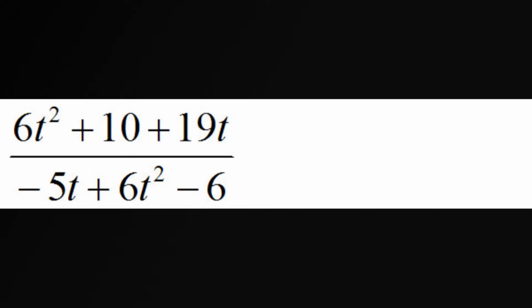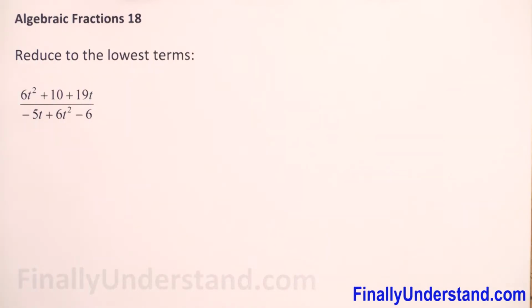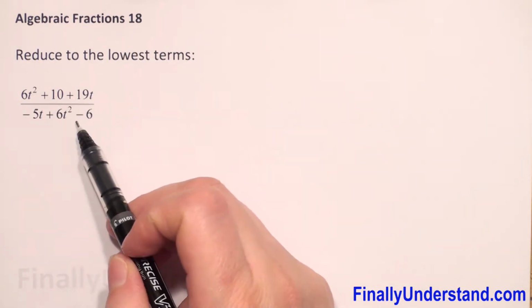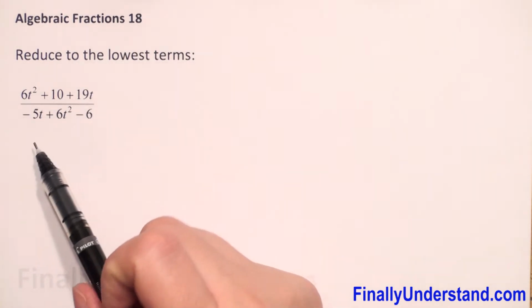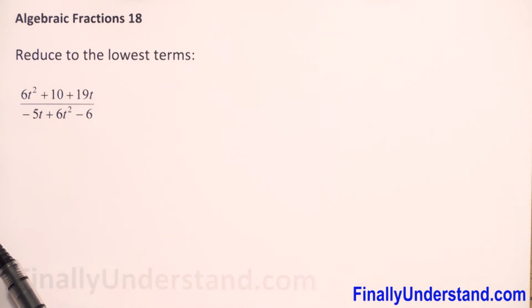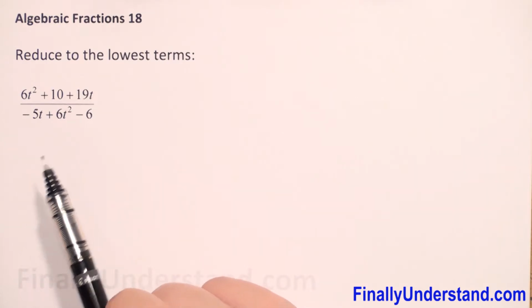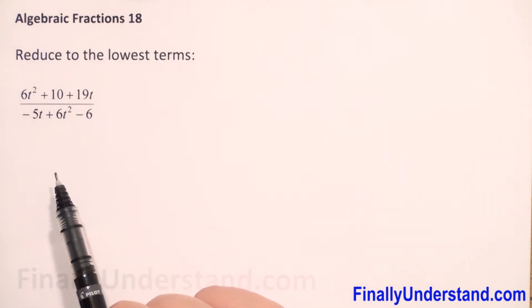We have an algebraic fraction and we have to reduce this fraction to the lowest terms. First, let's see what we have here in the numerator. We have addition and subtraction, and addition in the denominator. When we have addition or subtraction, we cannot do anything. We cannot reduce any expressions. So first, we have to change this expression to multiplication.